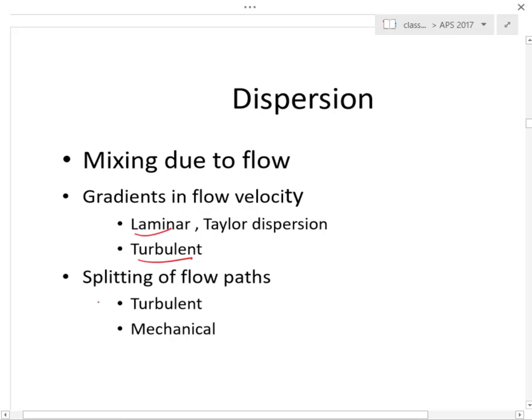And we can also have splitting of flow paths. So we can have flow paths that diverge and come back together. That will also cause mixing, and that will also be a form of dispersion.